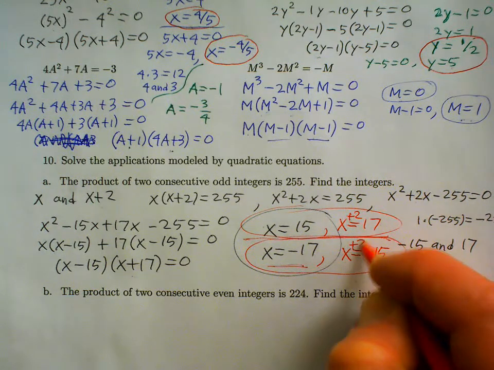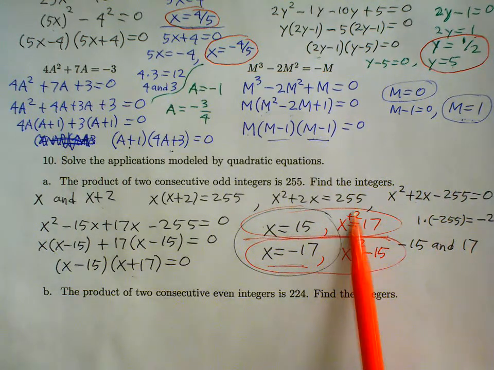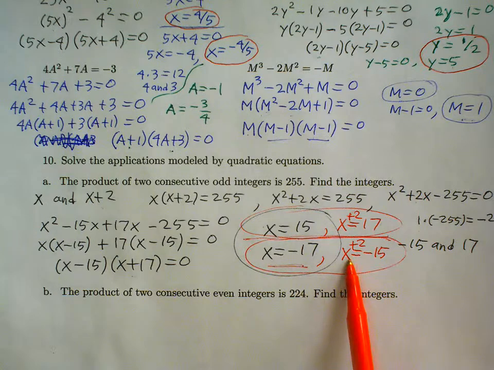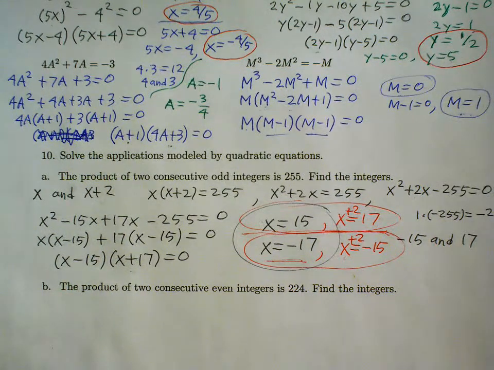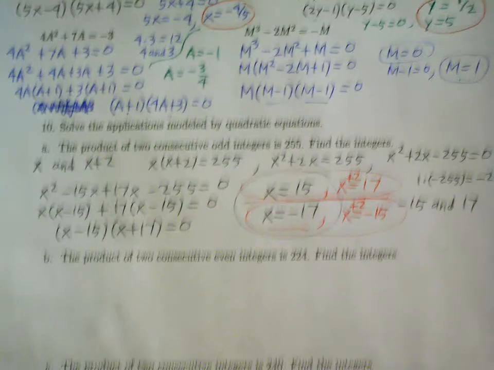I'm really fouling this one up. This should be x plus 2 is 17. The other one is x plus 2 is -15. Okay, maybe I'll do better on the next one.